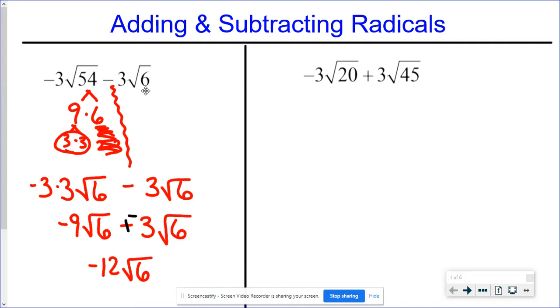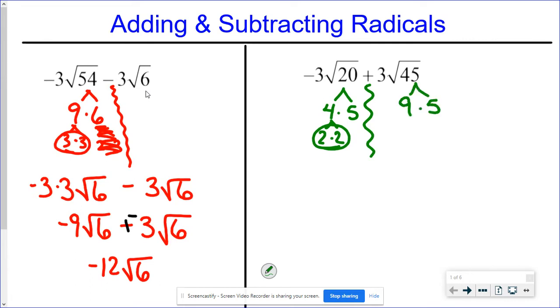In the second problem, this time both parts are going to simplify. So the 20, I can make that into a 4 and a 5, and the 4 will be, there's a pair of 2's. In the 45, I've got a 9 and a 5, pair of 3's. And again, the 5's don't circle, they don't match. I can't cross that line in the middle there.